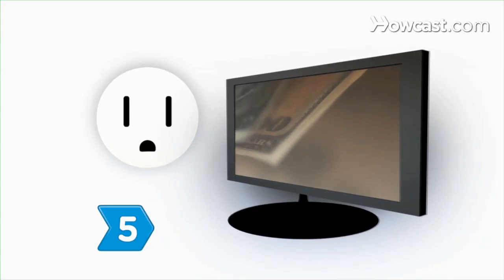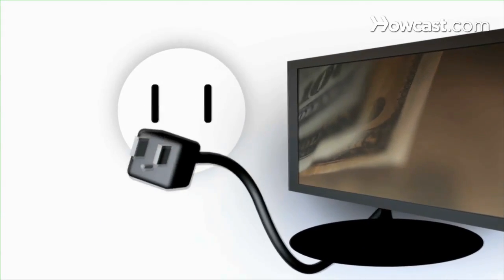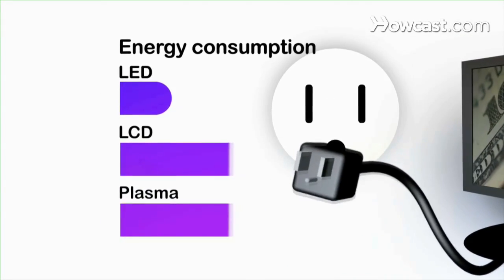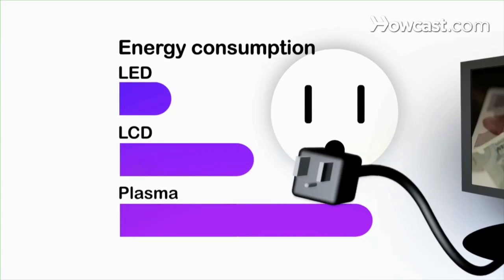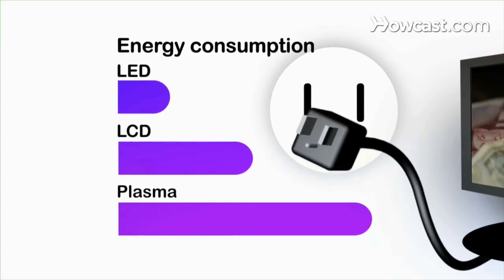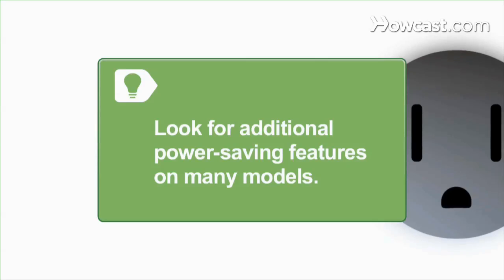Step 5. Conserve energy with an LED set. Plasma TVs use 50% more power than LCDs, but LEDs use 40% less power than LCDs. Look for additional power-saving features on many models. A plasma may be just as affordable to use as an LCD.